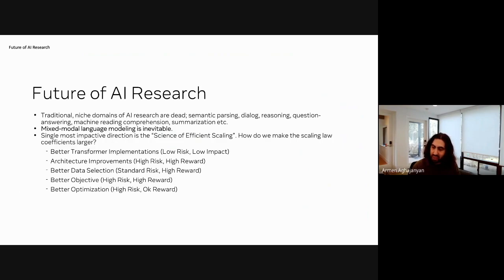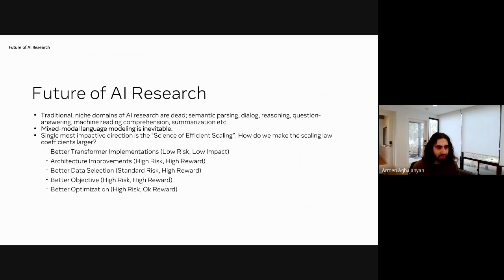Better objectives, high risk, high reward. Token-level log likelihood is very easy to model, and there's a ton of benefits to doing so. Diffusion is interesting. I have my takes that I don't think fundamentally diffusion is going to work on text. We can talk about that maybe later, or I also have a thread on Twitter if you want to read about that.